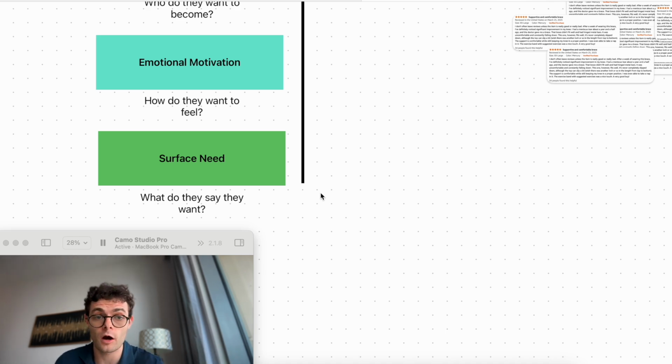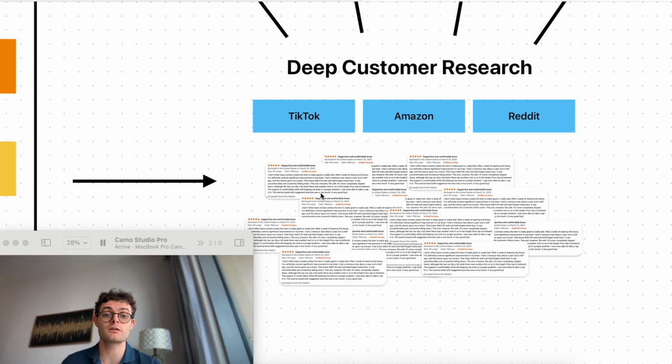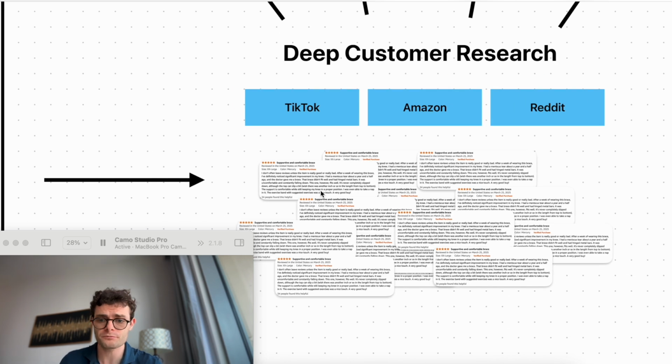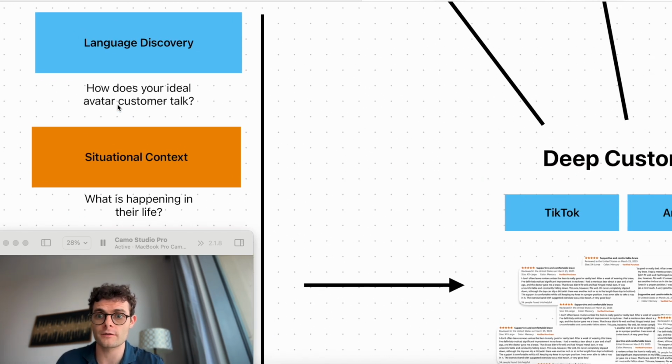And this is important for copywriting. So how do we get all these things? We do deep customer research. We do TikTok mining, Amazon mining, Reddit mining. We read all the reviews. We put all the reviews into like ChatGPT, and then it can give us reports where we can go back and say, hey, we can answer all these questions.